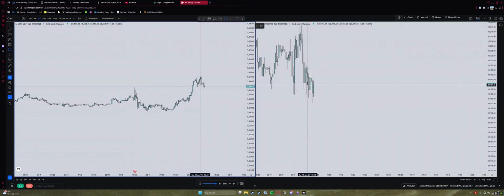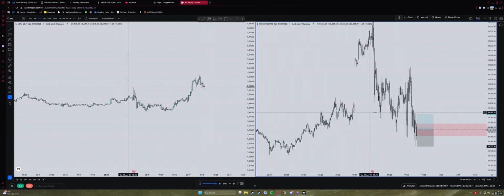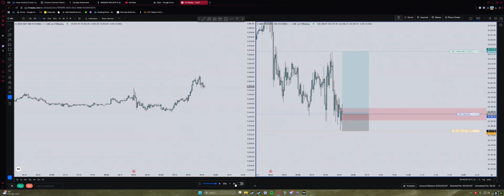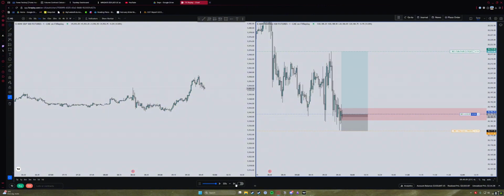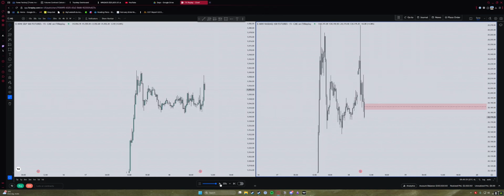Okay, I'm entering when we tap back into that one. Okay, just right here. Targeting this high because I don't want to be greedy on a day with this price action. I'm in. Yeah, stopped out. Let's see what more we get, if we get something more even.